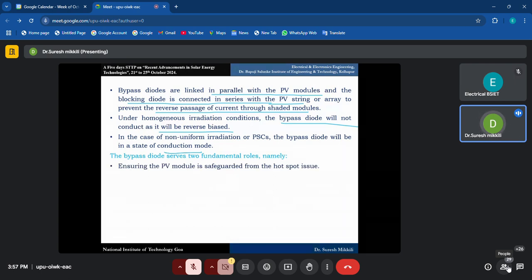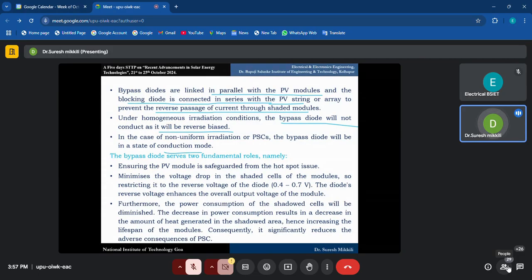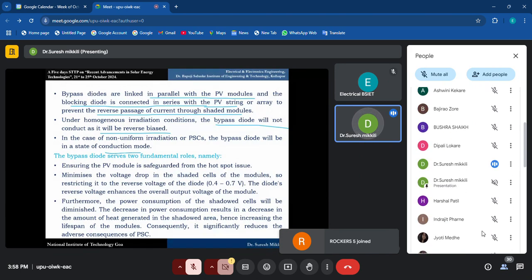One is ensuring PV modules are safeguarded from the hot spot issue. Second one is to minimize the voltage drop in the shaded cells. It will restrict the reverse voltage to between 0.4 to 0.7 volts. Then the power consumption of the shaded module will also be reduced. If the power consumption is reduced, the heat on the shaded module will be reduced, hence the lifespan will increase.